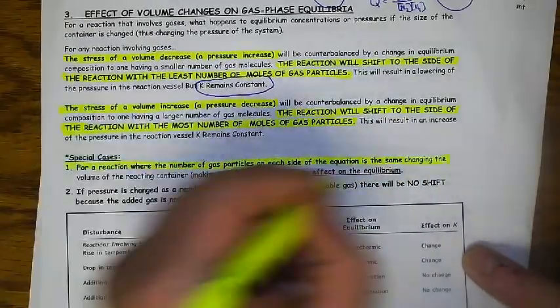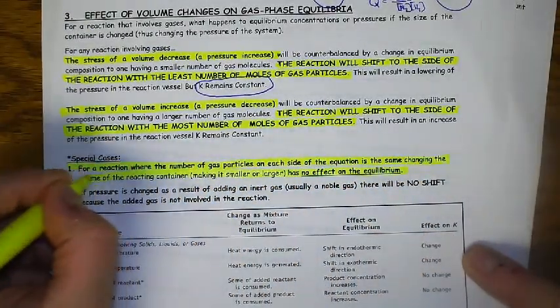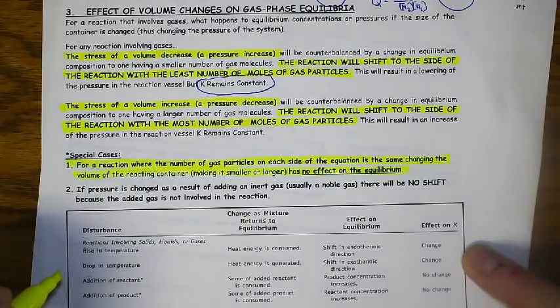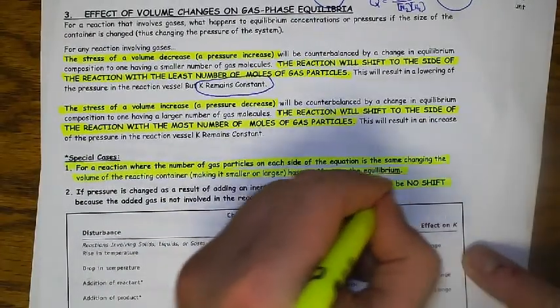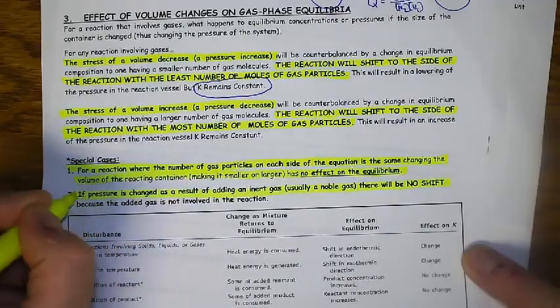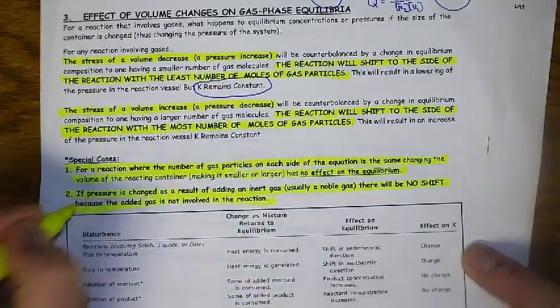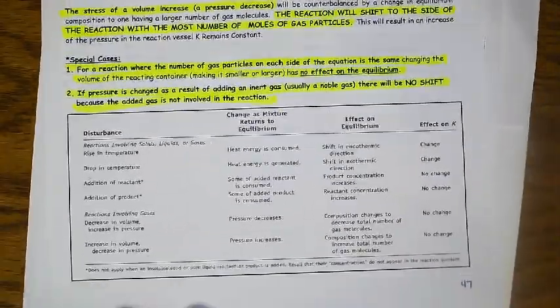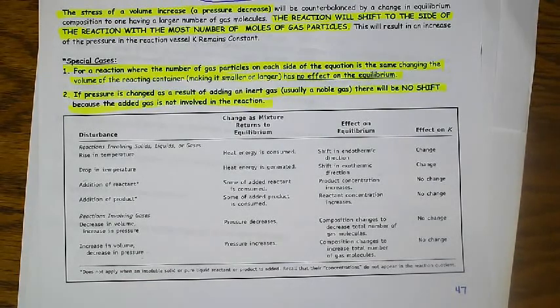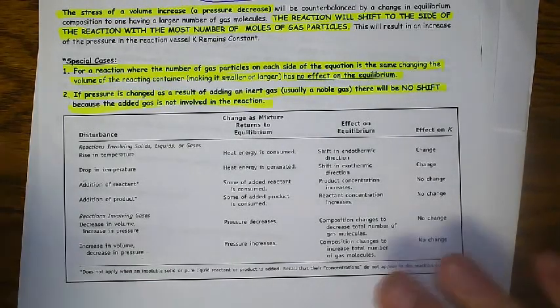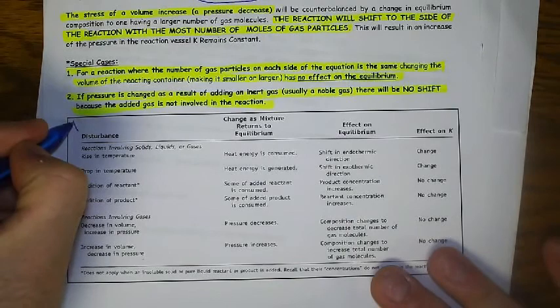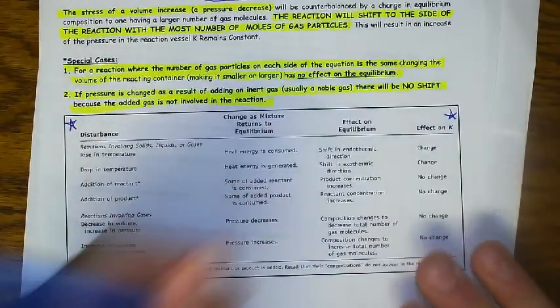The other thing they will often throw at you on an AP exam is they will talk about changing the pressure of the system by adding an inert, non-reactive gas like a noble gas, and that will do nothing to shift the equilibrium. So here's an outline that brings all of your Le Chatelier principles together.